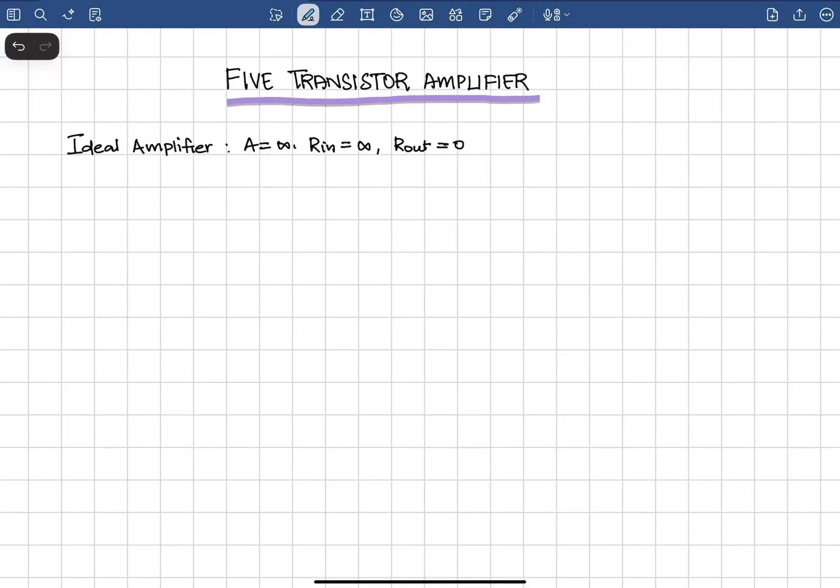An ideal amplifier has an infinite gain, an infinite input resistance, and it should have almost zero output resistance. So, in the 5 transistor OTA, we are trying to find the difference between the input voltages V1 and V2, and the output voltage is the amplified version of the difference between V1 and V2.